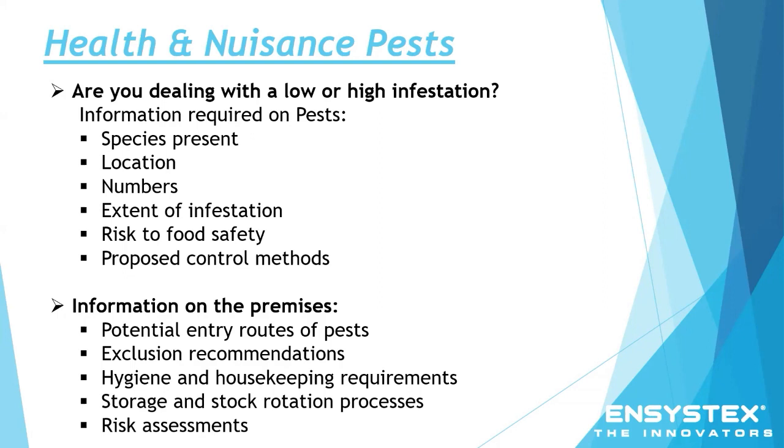Hygiene and housekeeping requirements. This is something we all deal with at every single site, probably, that you will come to. You'll see certain areas where housekeeping and hygiene is not up to standard. Storage and stock rotation processes, another big headache. Guys are lazy. They pack the new stock on top of the old stock. We all know what happens. You'll get pest breeding: mice, rodents, rats, cockroaches, SVIs. And then again, risk assessment. What is the risk to food safety with those potential areas, pests and problem areas?